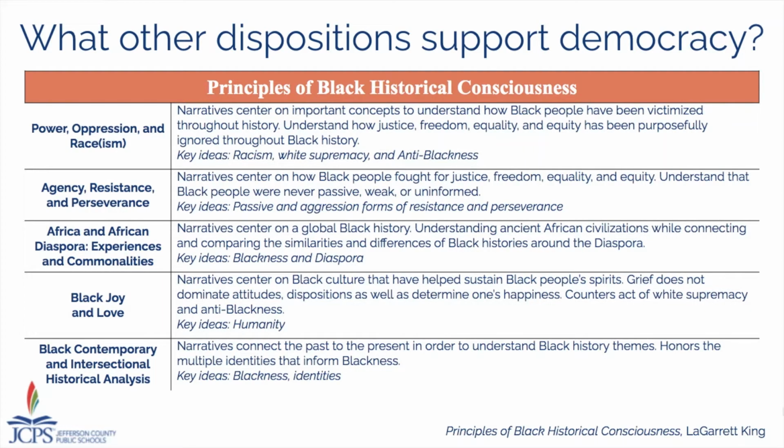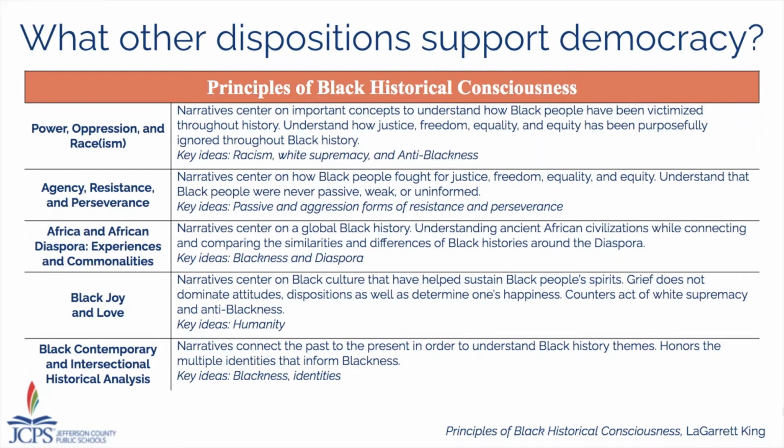When it comes to different types of dispositions, one of the types of principles that help us move much more towards an anti-racist curriculum is the embodiment and use of these 5 principles of Black historical consciousness, which are still actually being generated by Dr. LeGarrette King from the University of Missouri. He has broken down the study of looking at power, oppression, and racism, and how oftentimes, specifically, white curriculums have really been dominated by victimization of Black people and people of color.